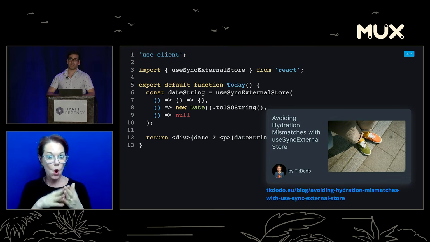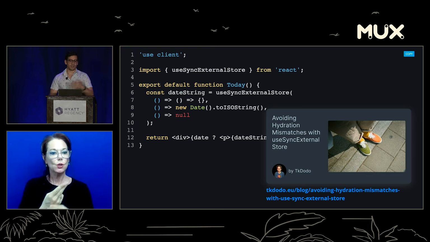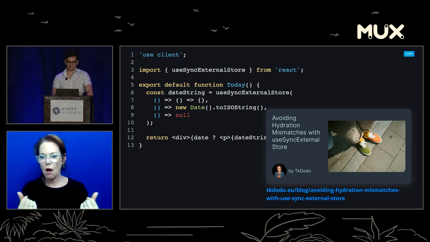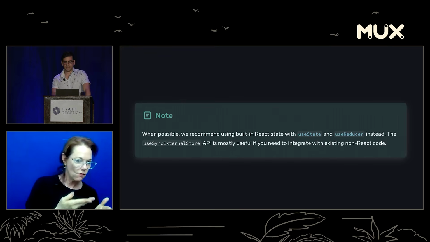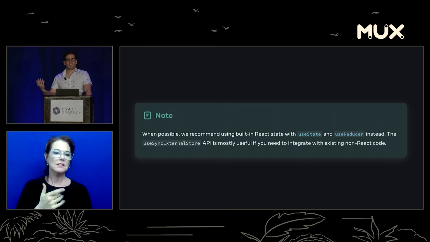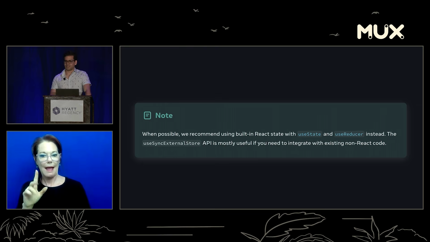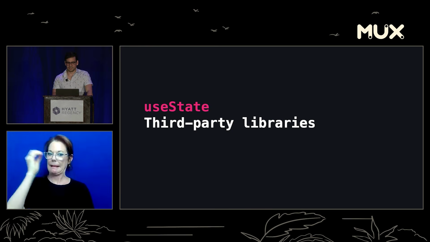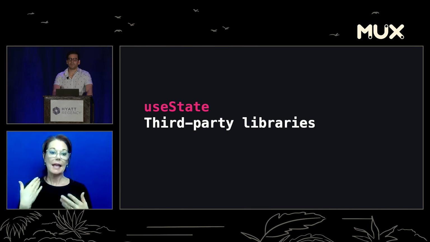useSyncExternalStore is great for when you need something to show or something to reconcile between the server and the client for state. Now, of course, React is going to tell you, hey, useSyncExternalStore is mostly for non-React code and third-party libraries, etc. I'm of this opinion, though, but anyway, third-party libraries.